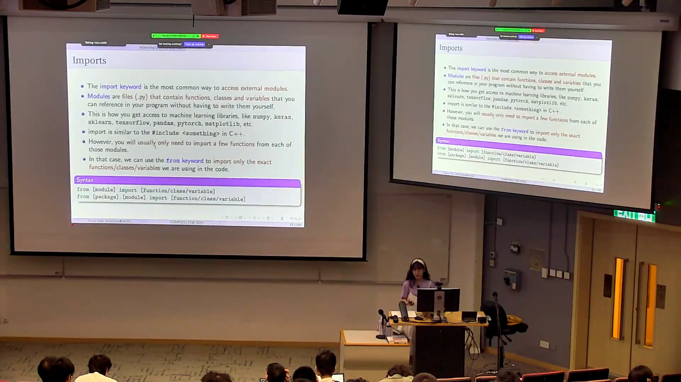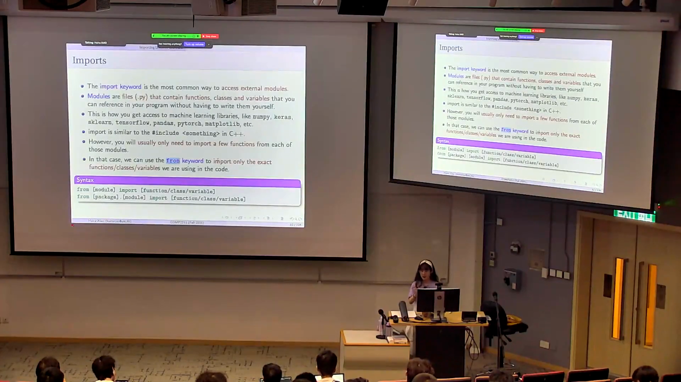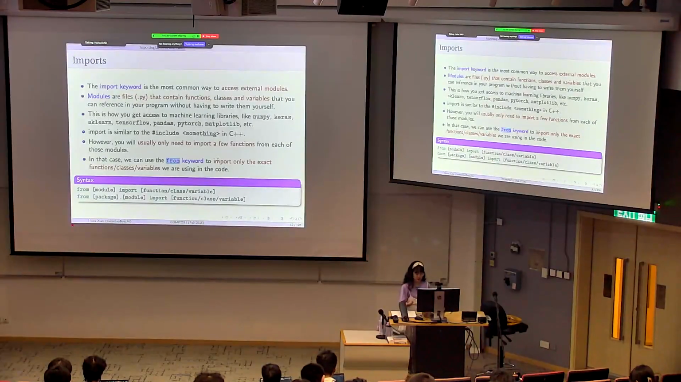In that case, we use another keyword, which is called from. It's like here. From some module, we import some function, so that we only import the exact functions that we want to use in the code. The syntax is like this: from some module import function or class or variables. So these are the two keywords, from and import. And we can also use this one, from some package dot module import some function or class or variable. This is how we use that.